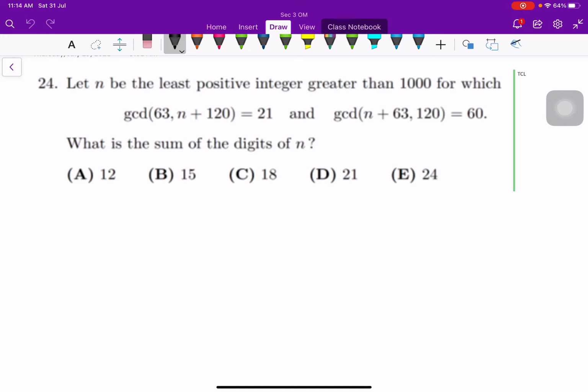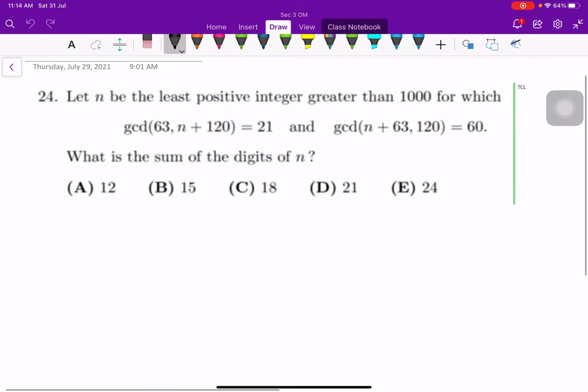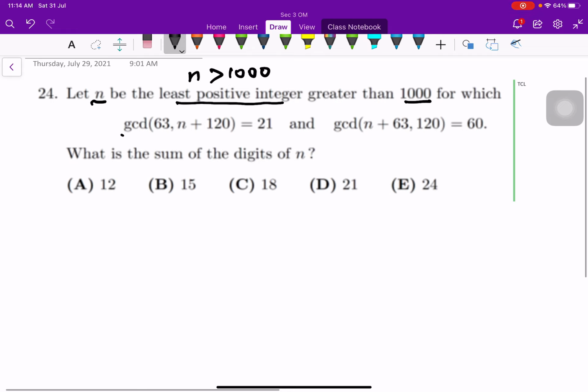Okay, let's look at question number 24. Can you see that it says let n be the least positive integer greater than 1000? Therefore, in this case, n, take note, must be greater than 1000. Right? And also, can you see that in American, they use GCD.